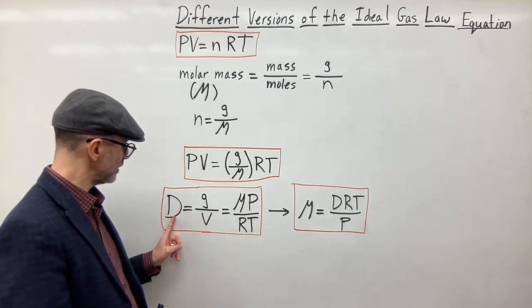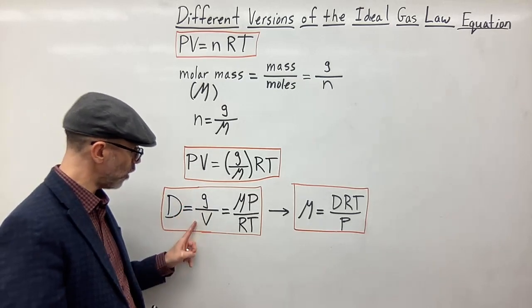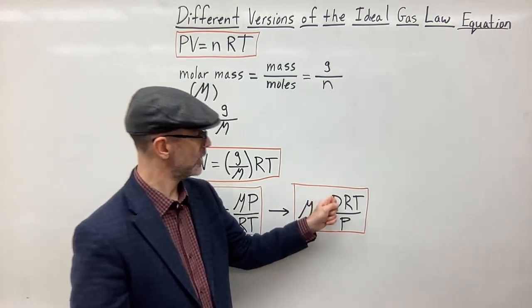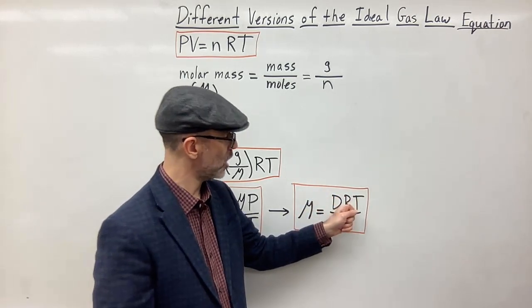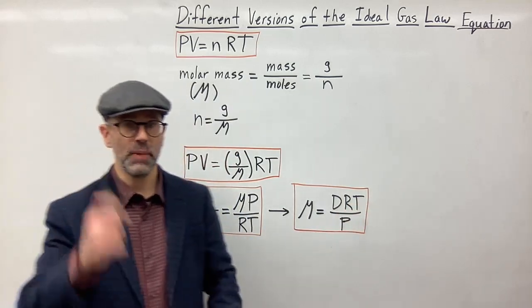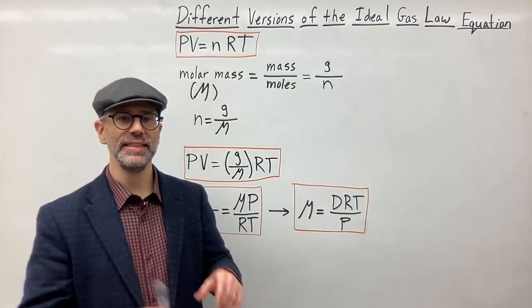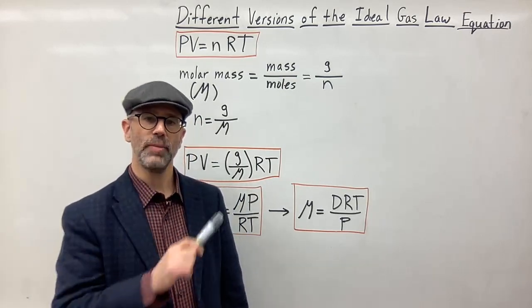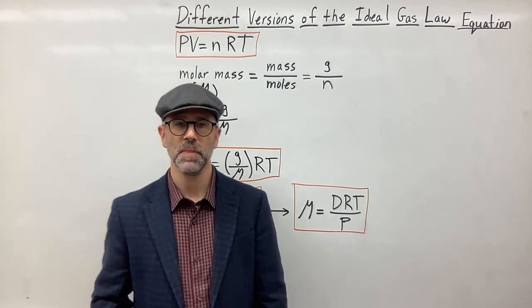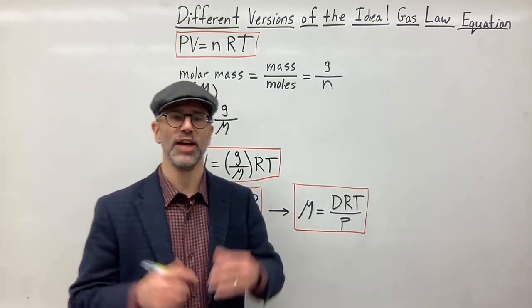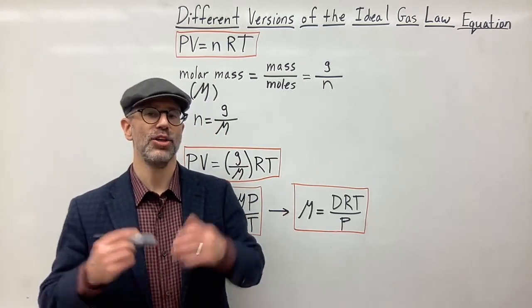That mnemonic device helps you remember this form, which is basically the same as the last one, just rearranged. So remember, density is equal to mass over volume. And if you rearrange it, you get molar mass is equal to the density times R times temperature over pressure. Okay, I'm going to say it again. Molar mass kitty remembers to put dirt over its pee. So molar mass is equal to DRT over P.